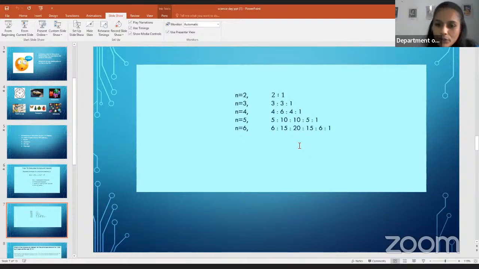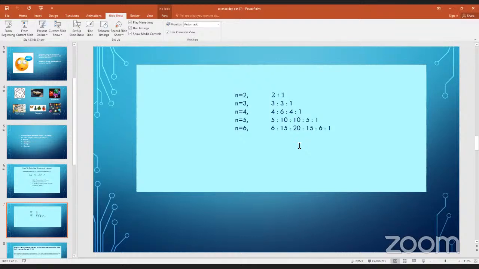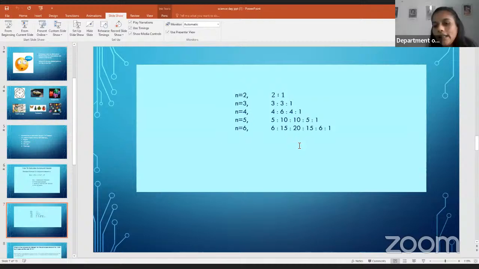Then for n equal to 4, we have 4:6:4:1. And for n equal to 5, we have 5:10:10:5:1. And for n equal to 6, it is 6:15:20:15:6:1. So this triangle is basically from the idea of Pascal's triangle. It is just Pascal's triangle. Now using this triangle, we will calculate the compound interest.